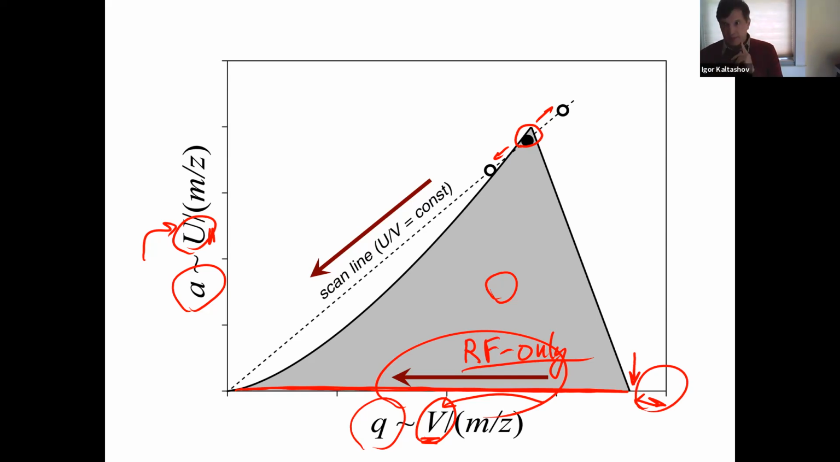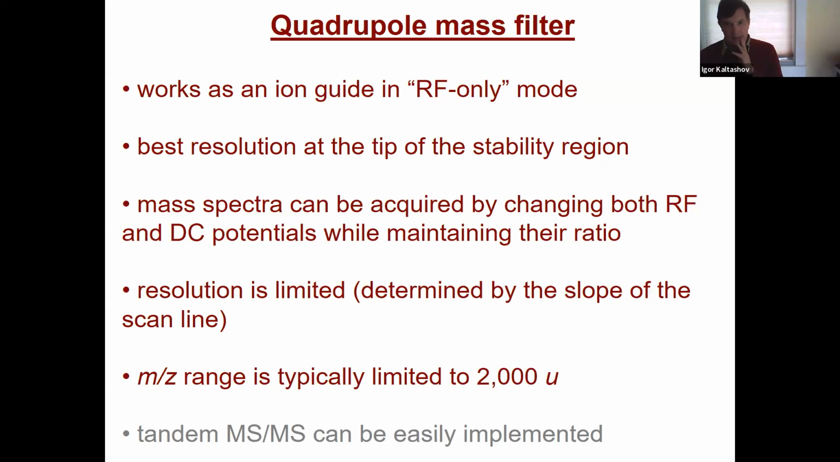All right, so this is everything that I said in the bulleted format. The only correction that I should probably make is this. So I said that M over Z values of quadrupole filters, when you operate it to acquire mass spectra, is limited to 2000 M over Z units. So I would say many modern instruments go beyond that.